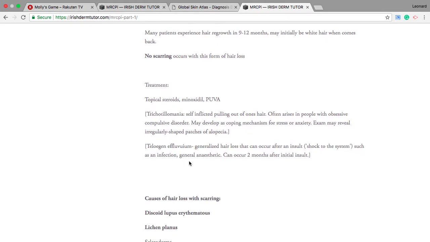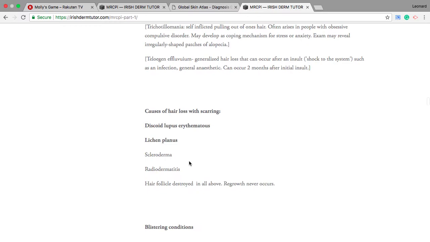Telogen effluvium is another cause of hair loss, and this is a generalized type of hair loss that can often occur after an insult, or more colloquially, after a shock to the system. So it can occur after things such as infection, general anesthetic, even things like grief, and it usually occurs about 2 months after the initial insult.